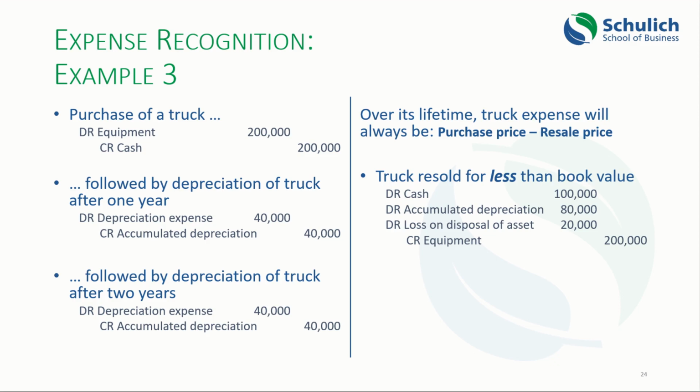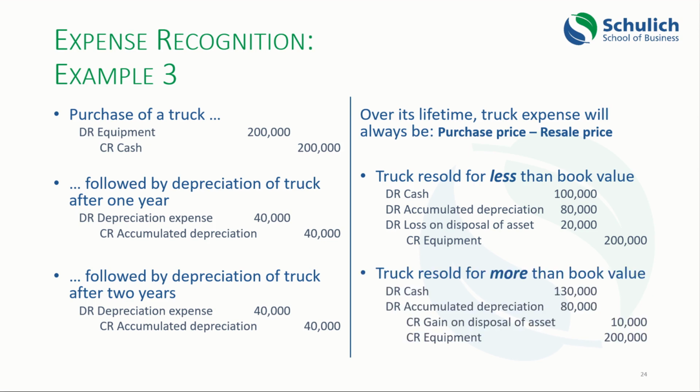Now, imagine that instead of selling the truck for $100,000, we got $130,000 for it, which is more than its book value. Here's what that transaction would look like. Here, the debit to cash is larger because we got more for the truck. The debit to the contra account and the credit to the asset account are identical to the first scenario because those amounts were determined long before we sold the truck.